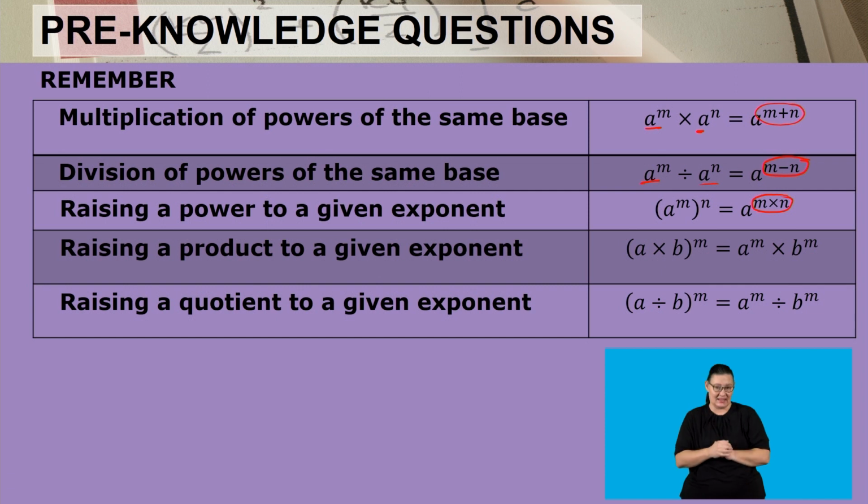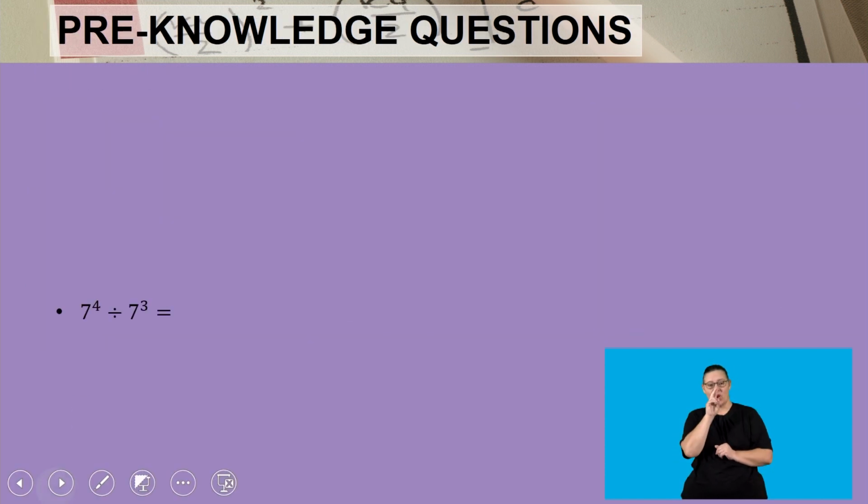Now, when it comes to raising a power to a given exponent, those two exponents are going to multiply. Then, when we are raising a product to a given exponent, remember the exponent that is being raised will multiply with the exponents that are within the product. The same applies to the quotient. When we are raising a quotient to a given exponent, that exponent is going to multiply with each exponent in the quotient. Let's look at this practically.